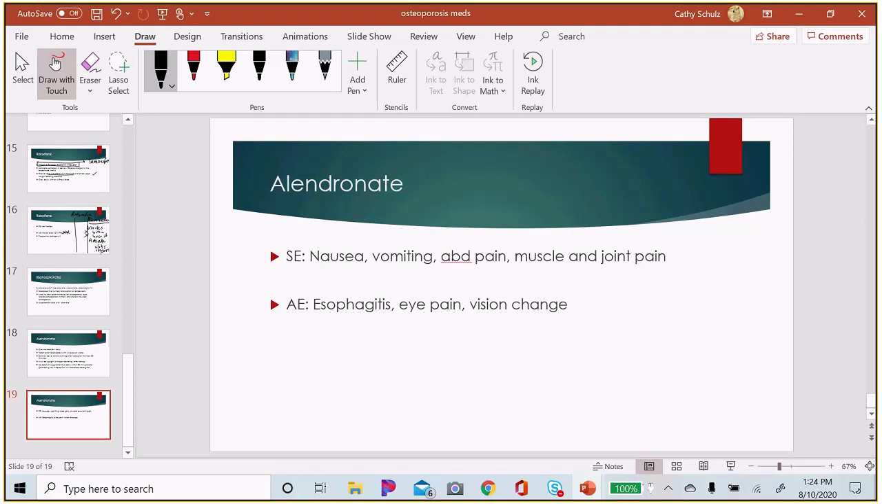Some people will have a little nausea and vomiting, but that's different from the severe type of heartburn that you could also experience if you're experiencing the esophagitis. Muscle and joint pain are common. The patient should be instructed to keep stretching.